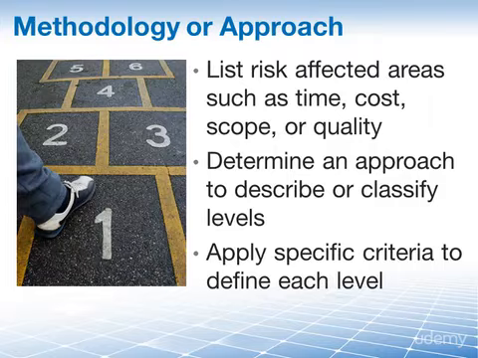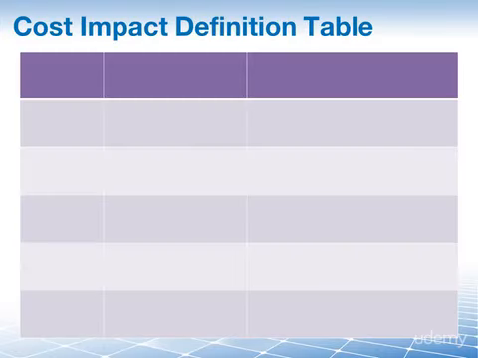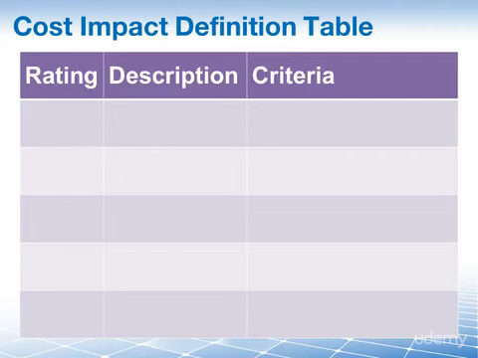Let's take a look. So this here is the cost impact definition table. And the most important word here is definition. So this goes into our risk management plan and defines, well, how we're going to measure and assign cost impact to our risk. Okay, so in the table we have 3 columns for the rating, the description, and the criteria.